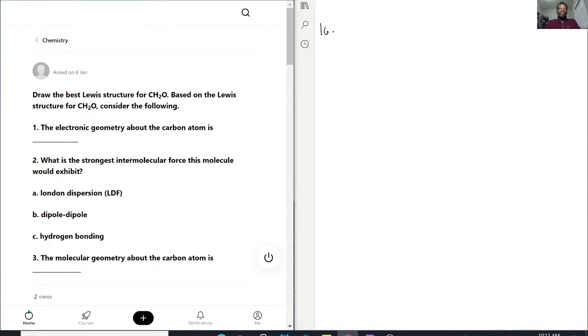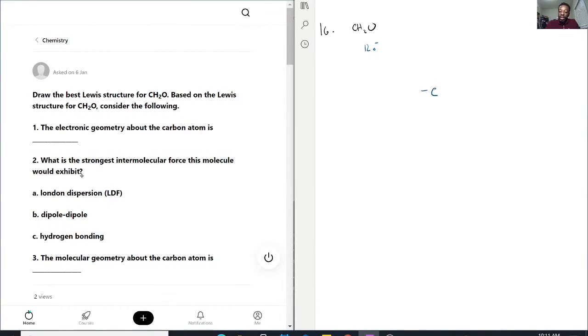Carbon is a 14th column element, so that is 4 electrons it can donate. Hydrogen, 1 each, so that would be 2 electrons there. And oxygen on the 16th column would be able to give 6 electrons. So that's 4 plus 2 plus 6. So for CH2O, in total, we're working with 12 electrons. Now, because carbon has the most unpaired electrons, we'll put that in the middle.